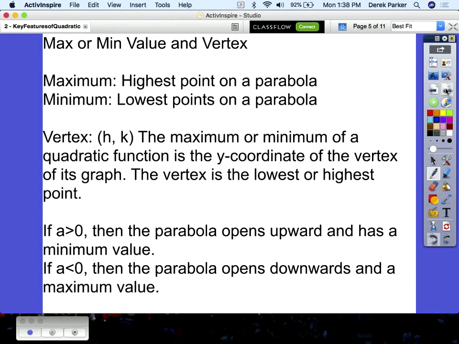If a is greater than 0, then the parabola opens upward. It has a minimum value. If a is less than 0, the parabola opens downward and it has a maximum value. That is imperative. If a is greater than 0, you're looking for the minimum. If a is less than 0, you're looking for the maximum value.